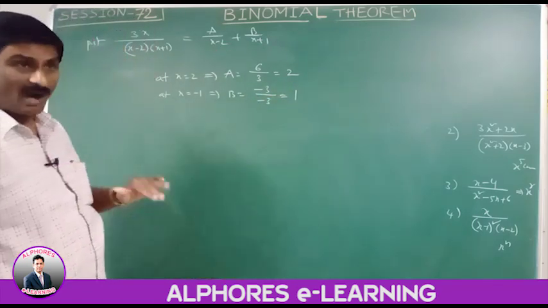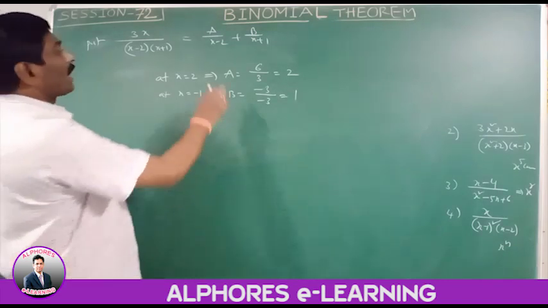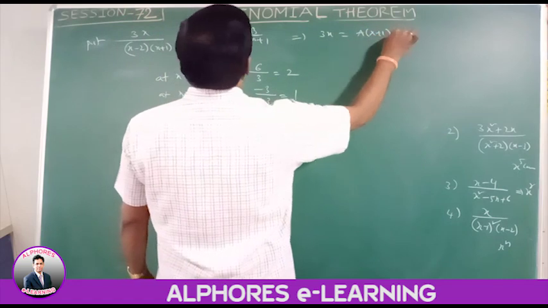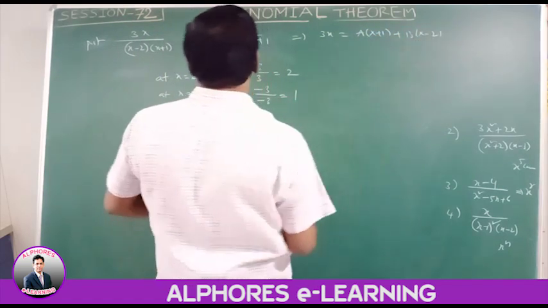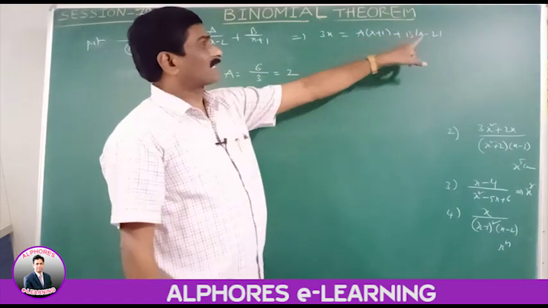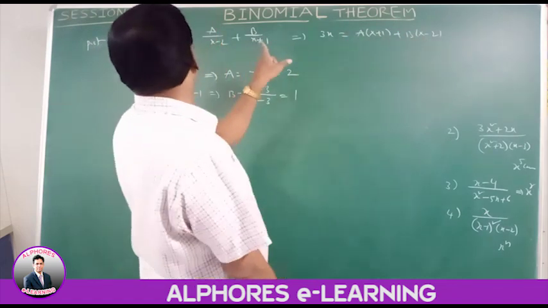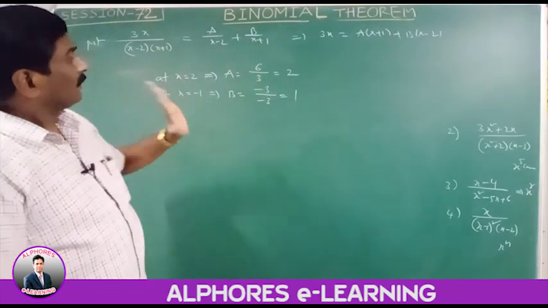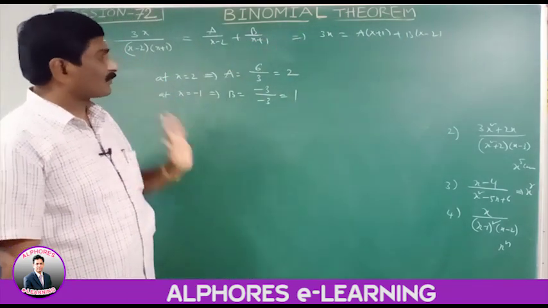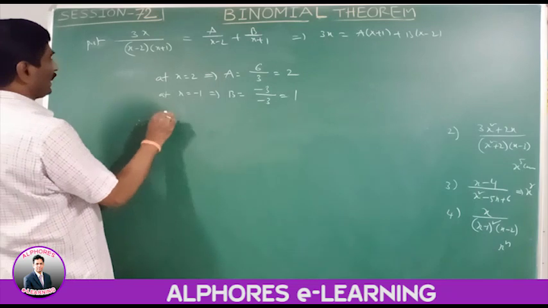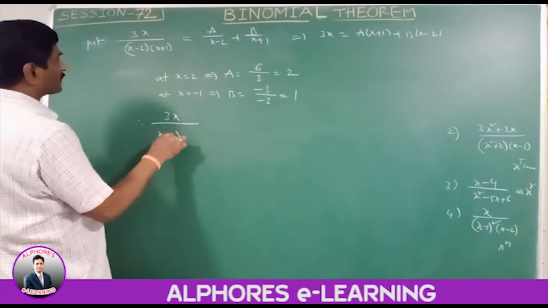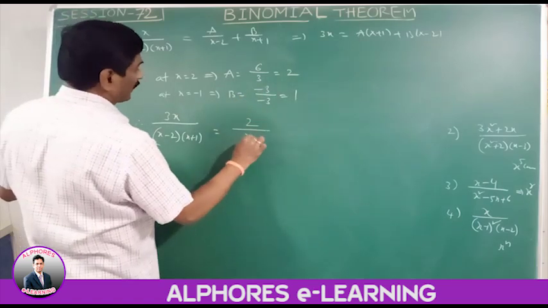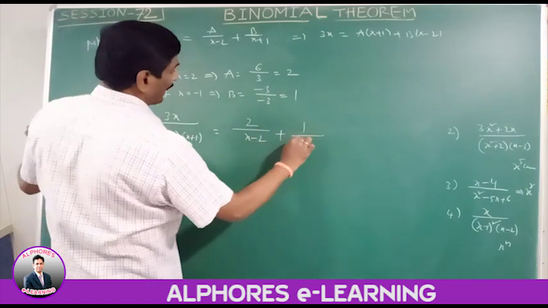Please observe these points. The actual method is, after LCM, it reduces to 3x equal to A(x plus 1) plus B(x minus 2). Put x equal to 2 in this equation, we get A, and x equal to minus 1, we get B. By either of these methods, we find A and B. Therefore, 3x by (x minus 2)(x plus 1) is equal to 2 by (x minus 2) plus 1 by (x plus 1).